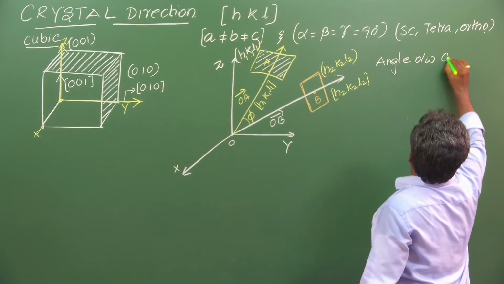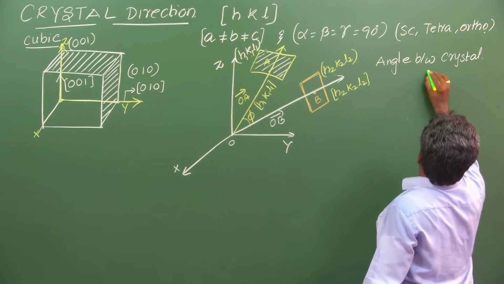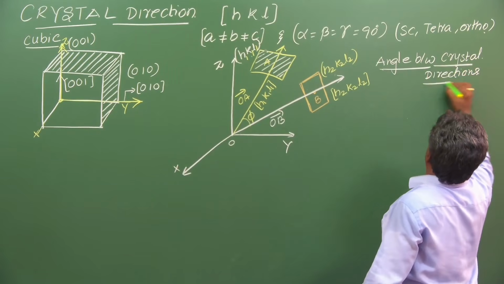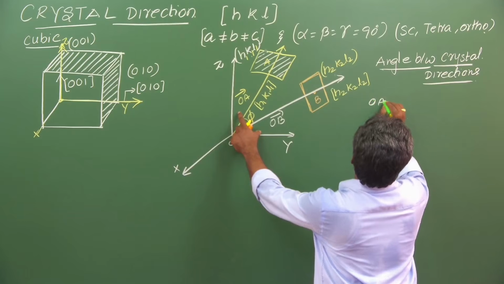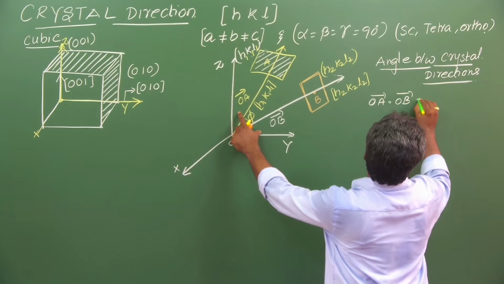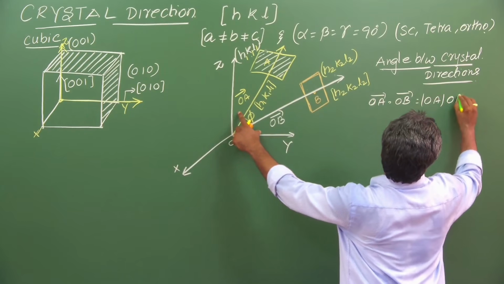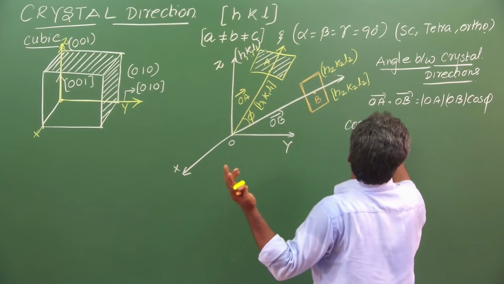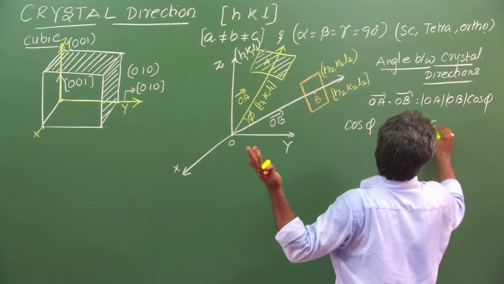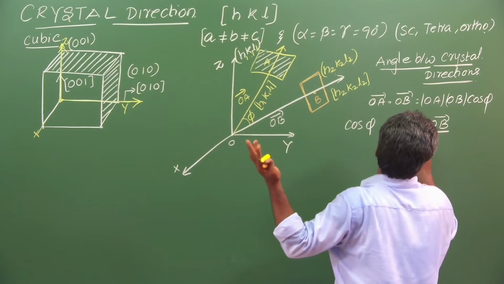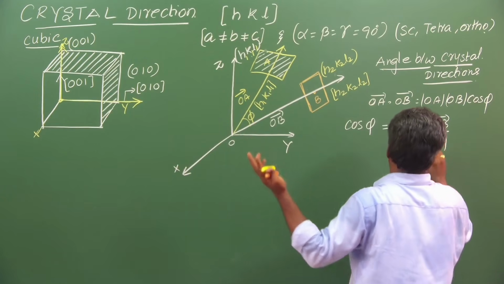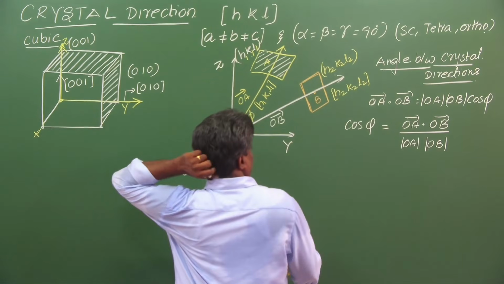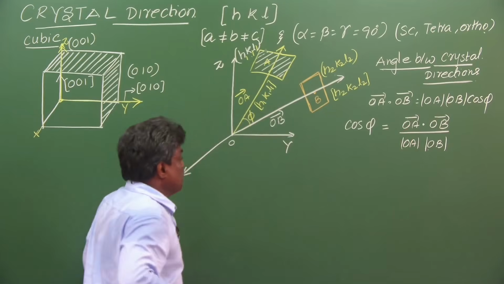Angle between crystal directions. It's simple: OA bar dot OB bar equals OA magnitude times OB magnitude times cos of the angle. That's why cos phi equals OA bar dot OB bar by OA magnitude, OB magnitude. That's it. So I hope you will understand what is this OA bar. Could you please tell me what is OA bar?